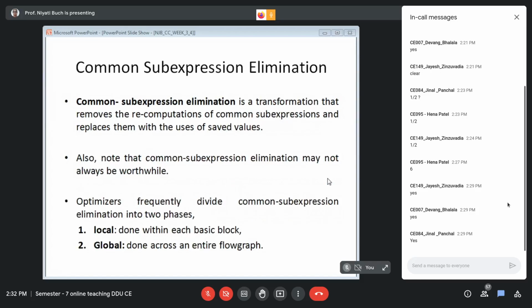Now we know that the optimizers divide it into two phases, global and local. Local common sub-expression elimination is done inside each basic block, if at all there is any common sub-expression. Once that phase is over, we go ahead with the global common sub-expression elimination, which is done across the entire flow graph.